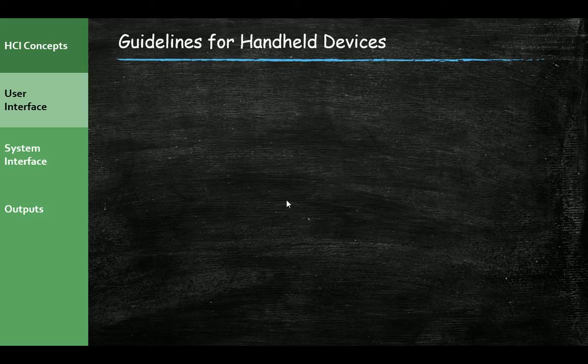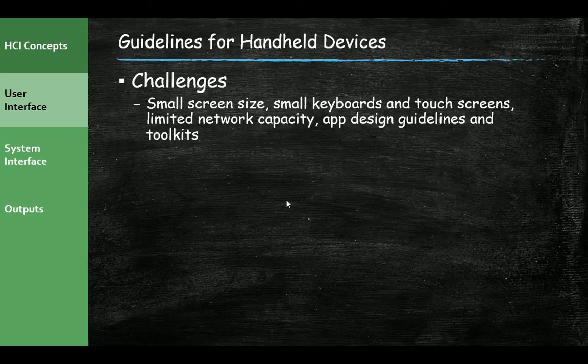So, some guidelines for handheld devices, and handheld devices can be a bit of a challenge. One challenge is they have very small screens. They have small keyboards, so you want to limit the amount of typing that people have to do. They usually have touch screens, although nowadays it seems like everything has a touch screen. They may not have unlimited network capacity, so you have to worry about how much network chatter there is.